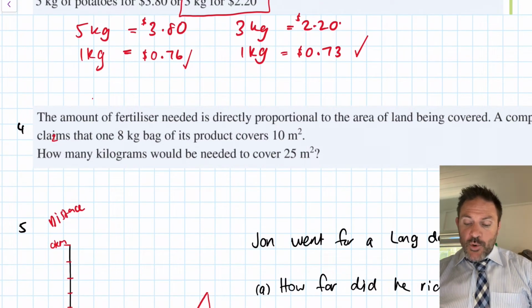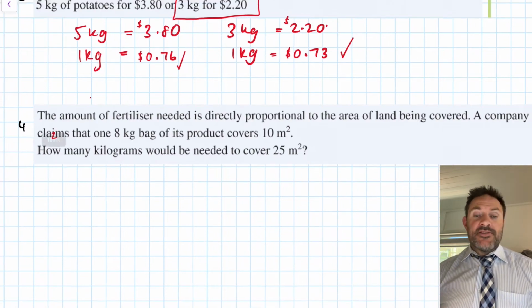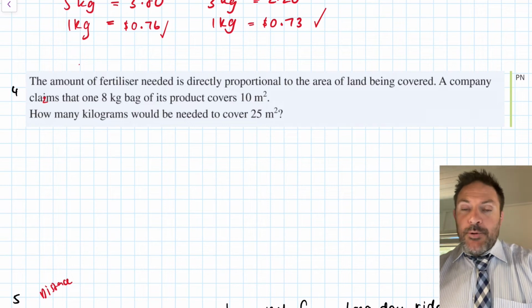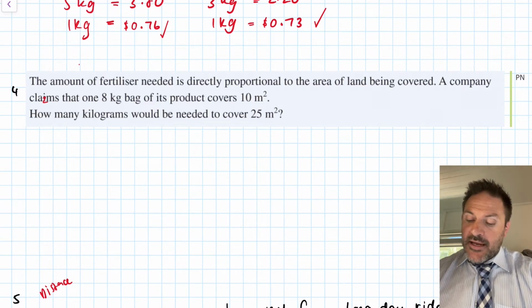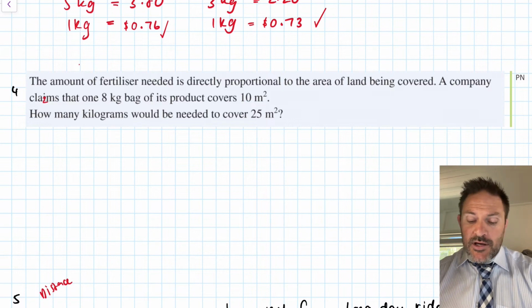Now, question 4, we're nearly there. What are we, 10 minutes? So we've got about 5 more minutes, guys. The amount of fertilizer needed is directly proportional to the area of land being covered. Now, depending on your teacher, you might go a little bit further with direct proportion, but I'm going to cut the basics to start with and to see how we go.